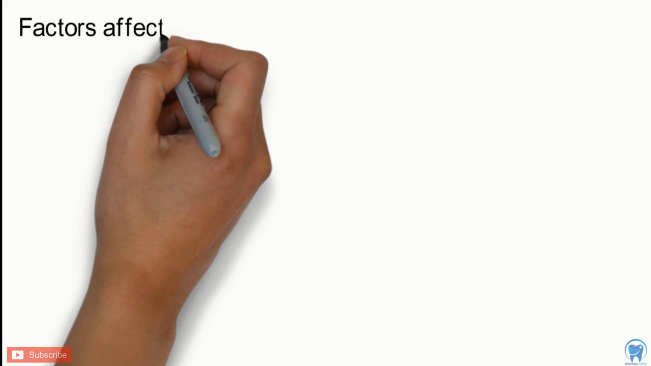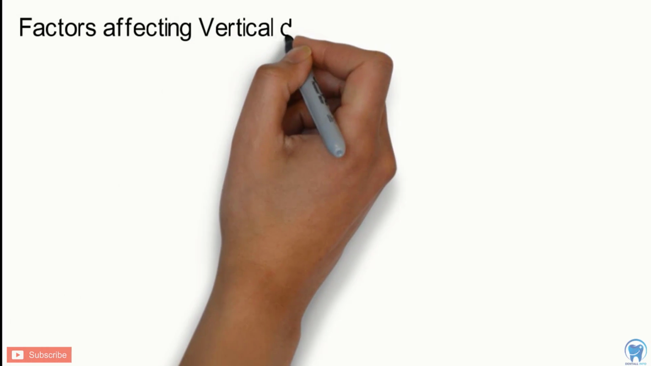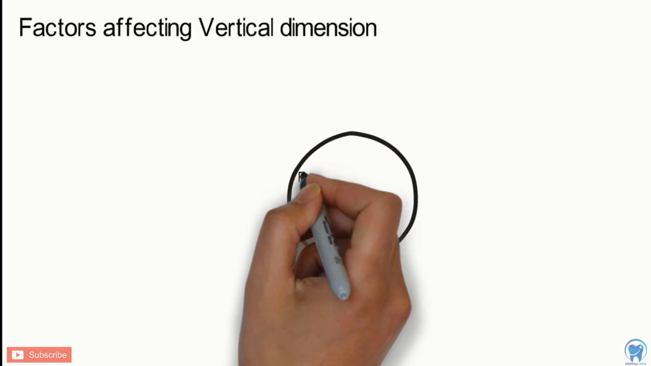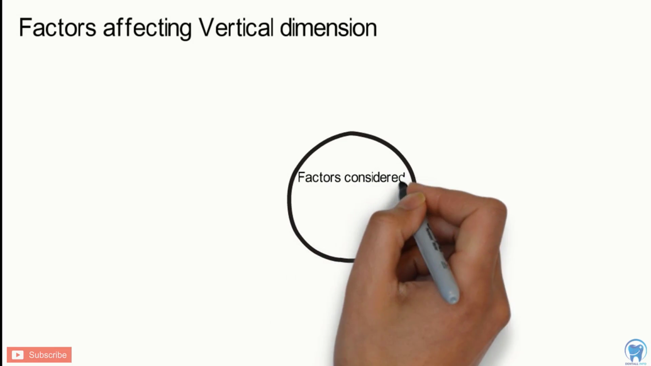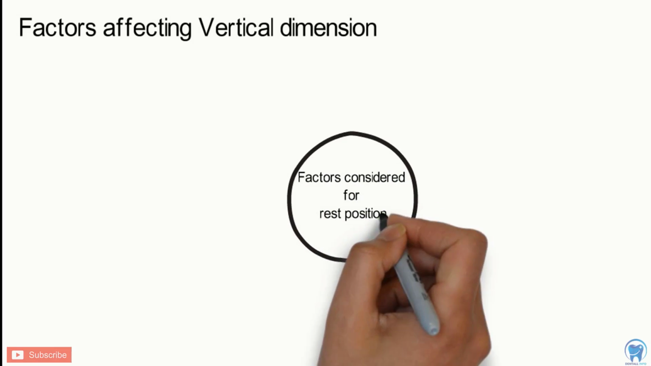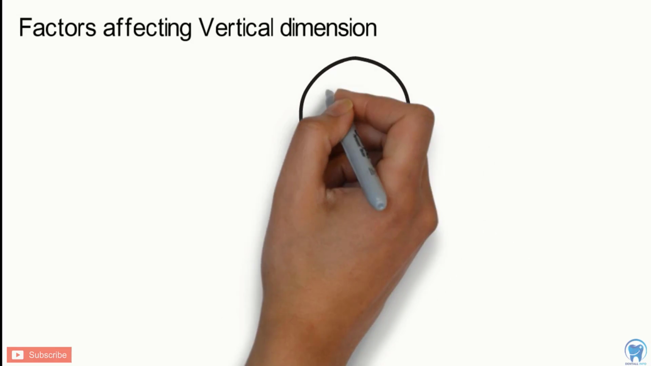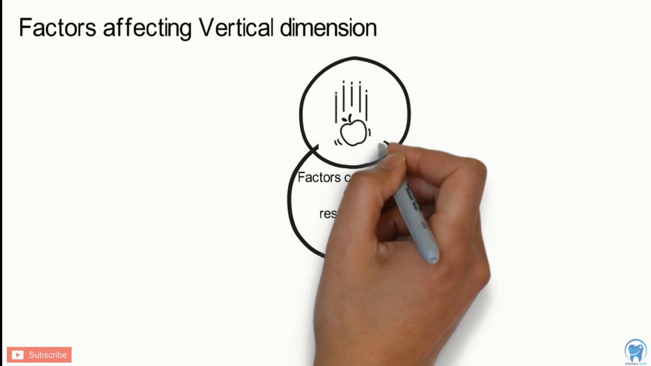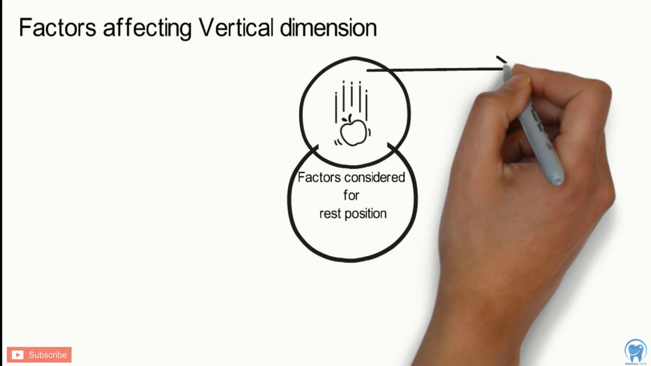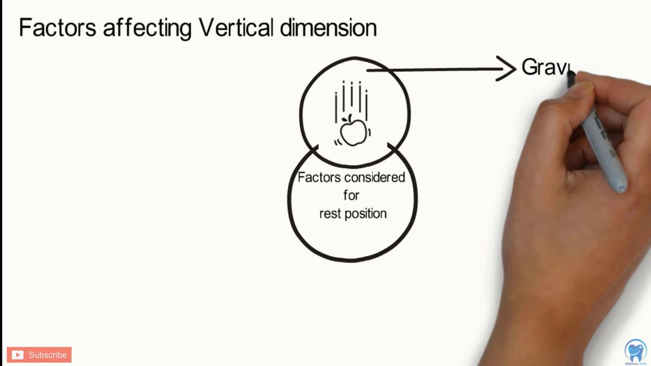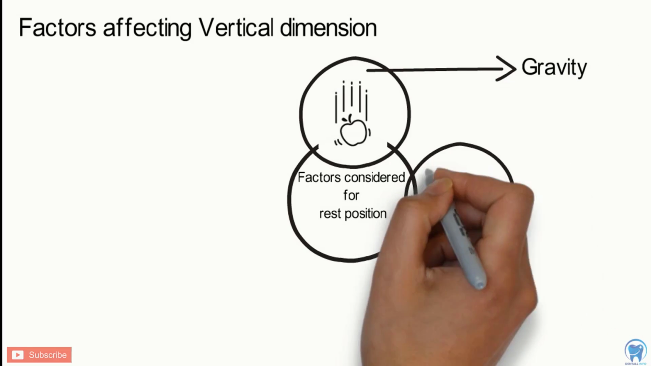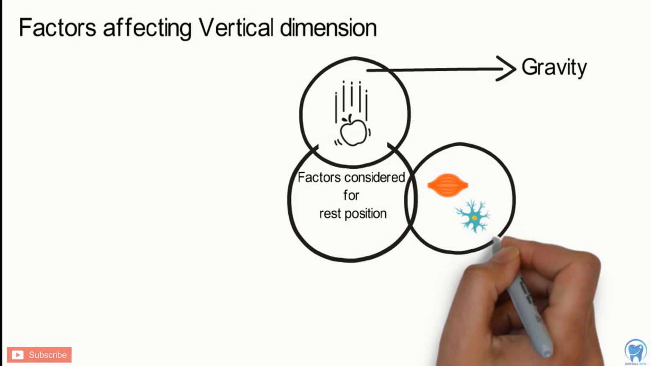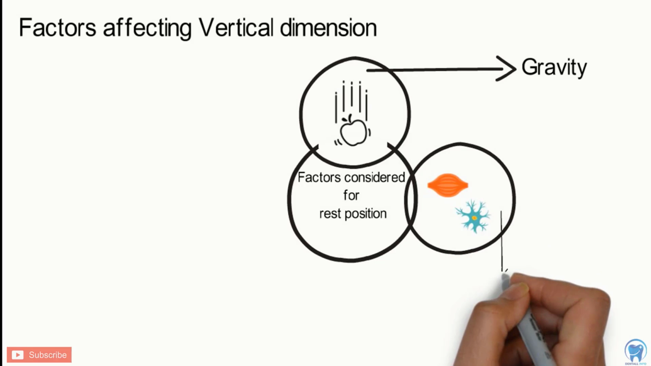Coming to the factors affecting vertical dimension, there are various factors affecting vertical dimension. First is gravity. The downward pull has an effect on the vertical dimension while it is being recorded. The other factor is the neuromuscular disturbance. It will be difficult to determine the rest position in patients with such problems.